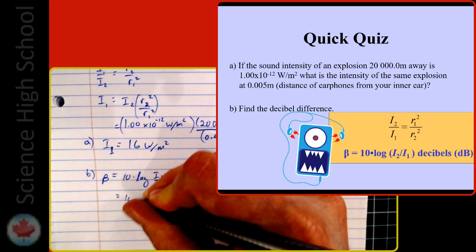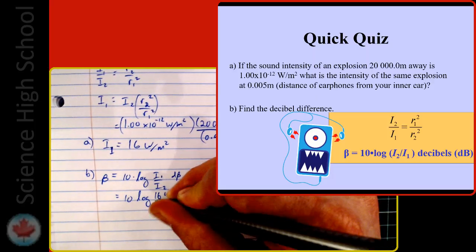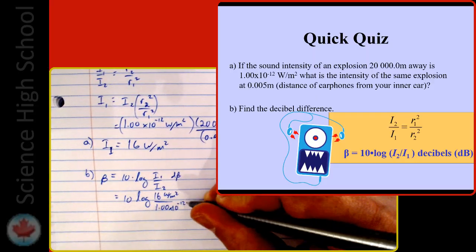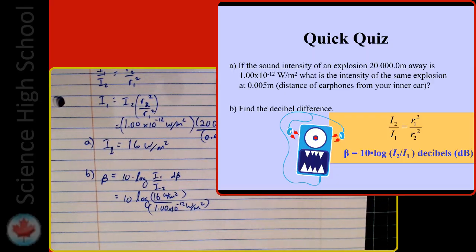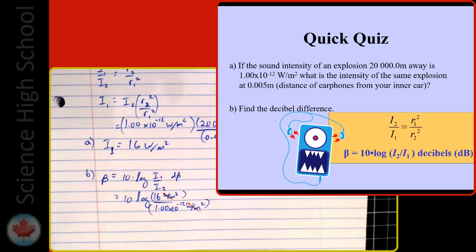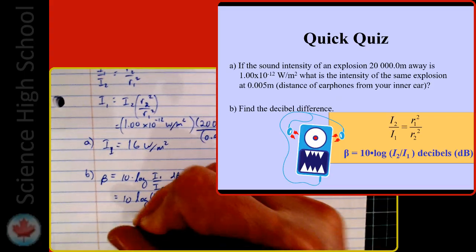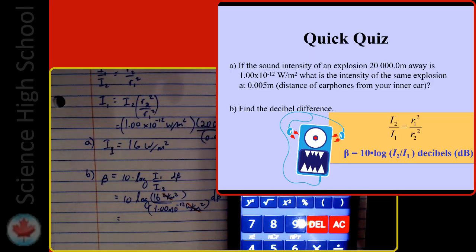I sub in my values, 10 log of I1, 16 watts per meter squared, divided by I2, which was 1.00 times 10 to the power of negative 12 watts per meter squared. And yeah, I know, the units are going to cancel out. Why bother? But you have to. Decibels is equal to, I hate to do this, but I really hate using my calculator on my phone. I guess I gotta do it because my other calculator's battery died. What a pain in the butt.